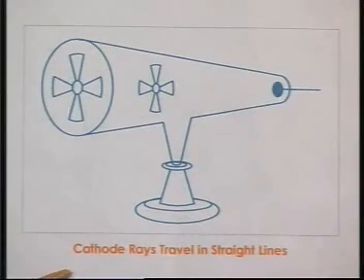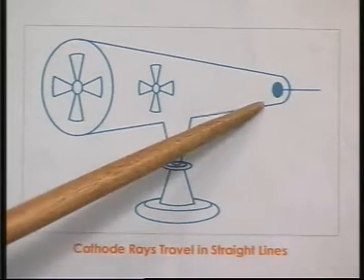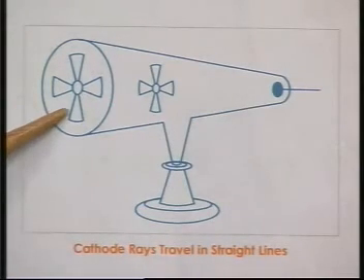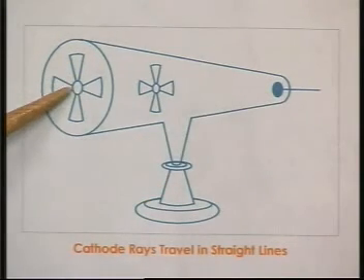Properties of cathode rays. The first property: the cathode rays travel in straight lines. This property can be understood by using this simple experiment. This is a cathode, and the anode will be on this side. So the electrons will be emitted from the cathode towards the anode.